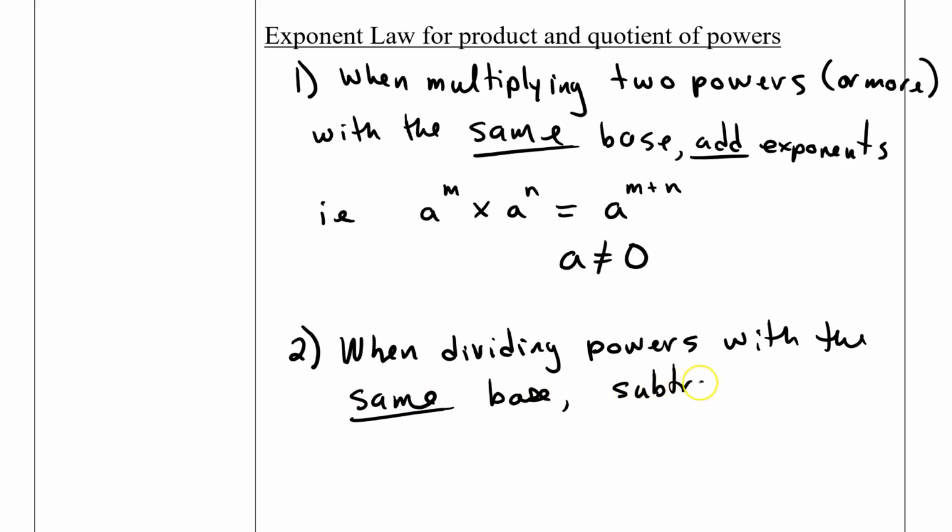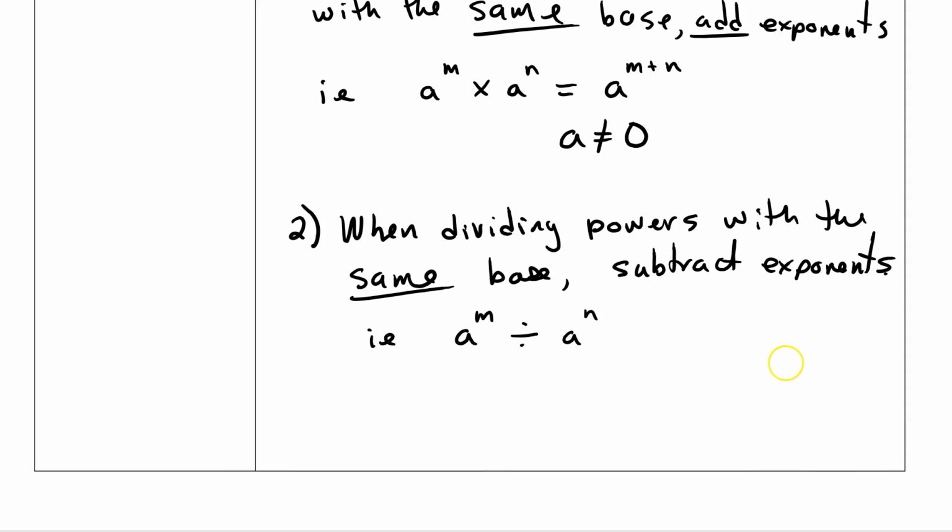So our little example here with algebra: if I have a to the power of m divided by a to the power of n, which is the exact same thing as a to the m over a to the n, that's the same thing as a to the m minus n, where a cannot equal 0.